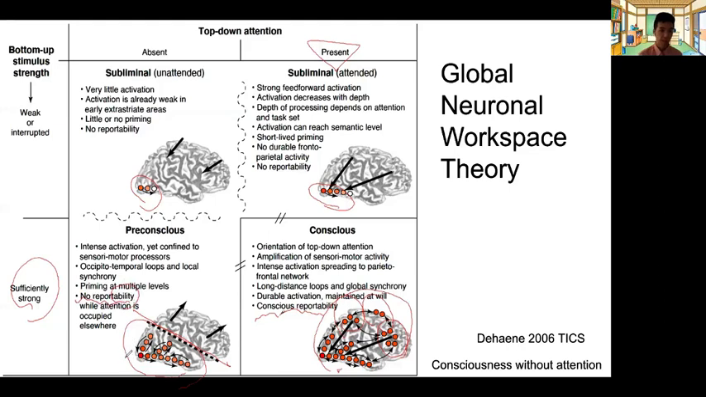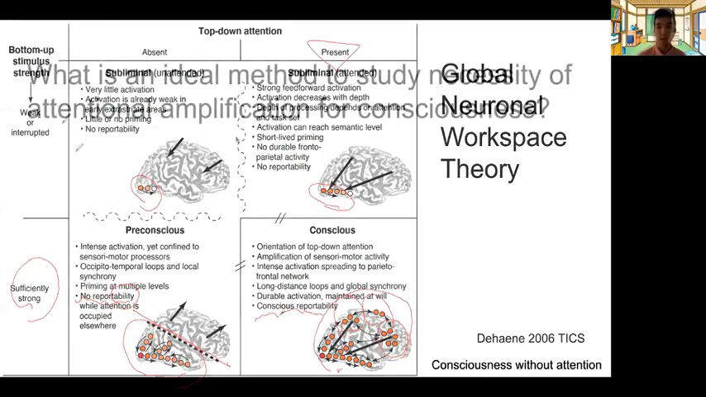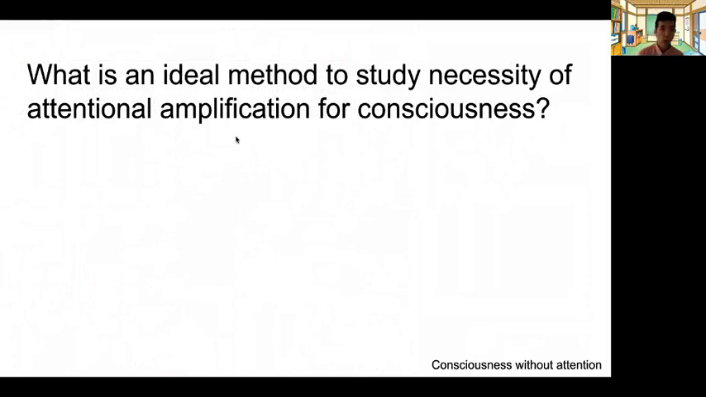Reporting is quite a difficult thing to do. We just cannot report, okay, even though it can be experienced. The question is, what is an ideal method to study the possible necessity of attentional amplification for conscious perception?